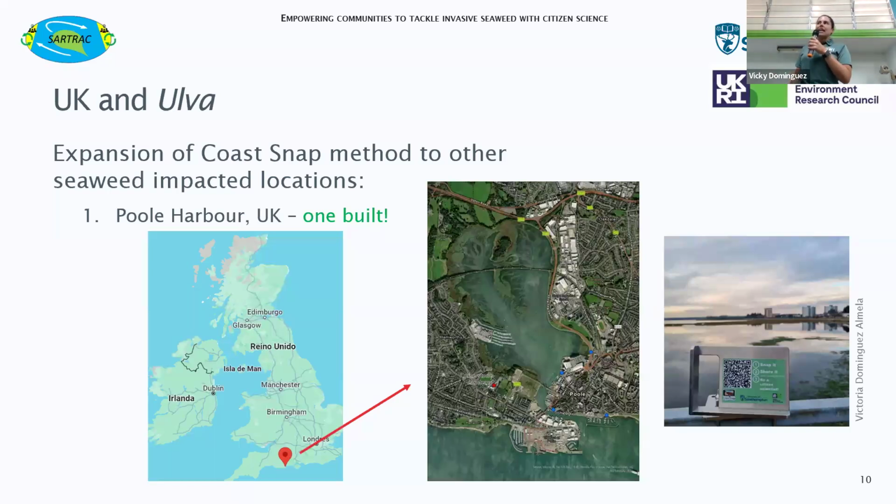So we have Southampton, my university, somewhere over here at the south. An hour away from there, we have what we call Poolhard, which is a very important place for migratory birds in South England. And lately, there's been a proliferation of ulva, what we commonly call sea lettuce. And that proliferation is making an impact on the invertebrates of those areas, and therefore on the birds that are trying to prey on those invertebrates.